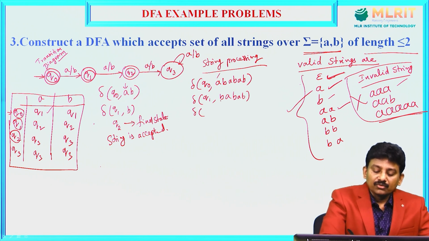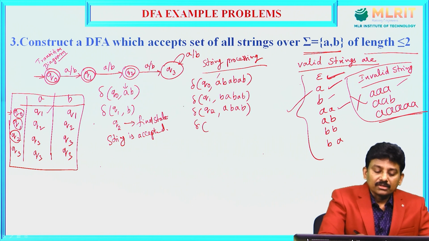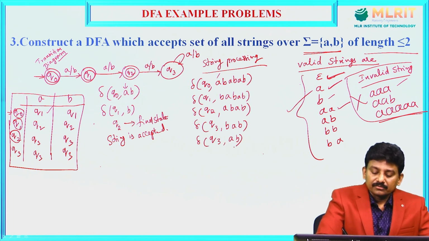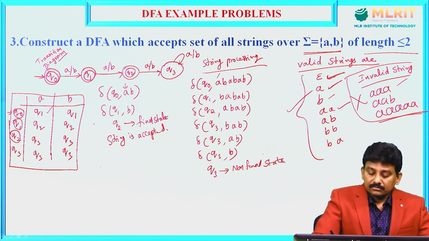Next, Q1 on B going to Q2. Remaining input is ABAB. Next, Q2 on A going to Q3. Remaining input BAB. Q3 on B, Q3 only. Remaining input AB. Q3 on A, Q3 only. Q3 on B, Q3 only. Q3 is the non-final state. Non-final state, so the string is not accepted.